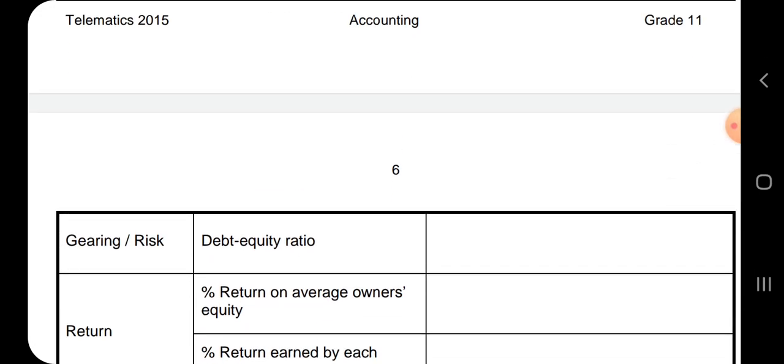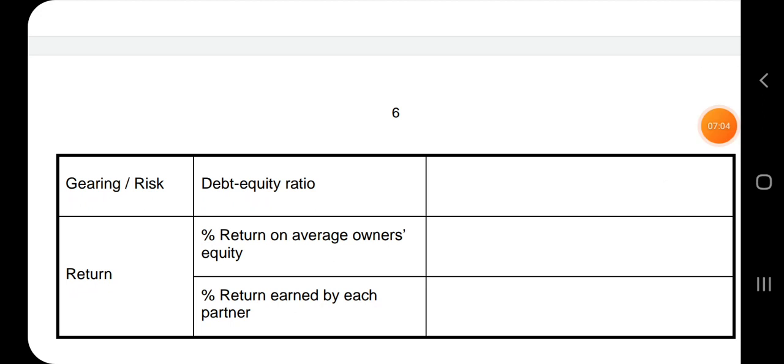we can talk about the risk ratio, the gearing ratio. Whether the business is able to get into debt. So that's what we will use them for. Risk ratio: if the business wants to take a loan, for instance.